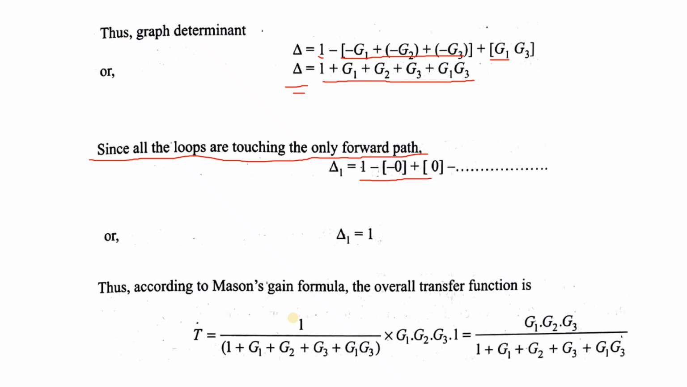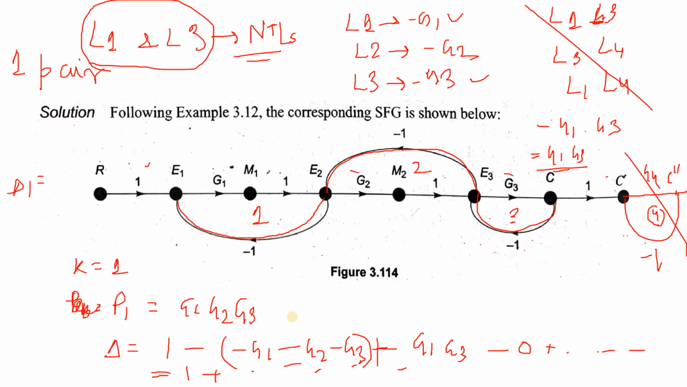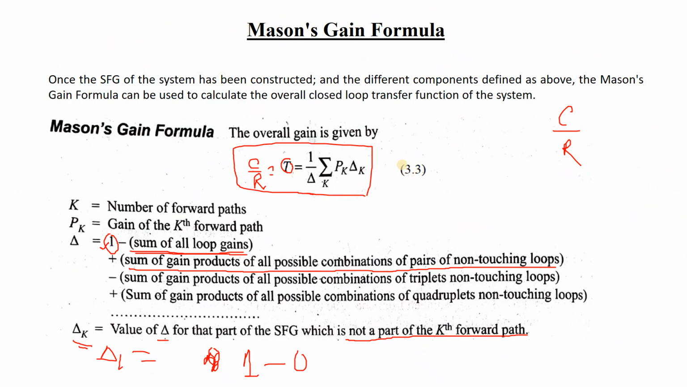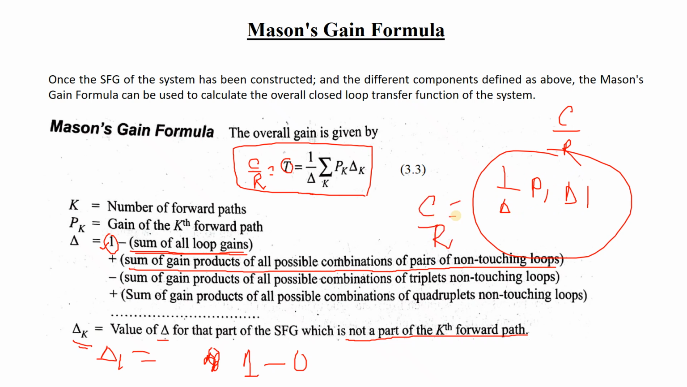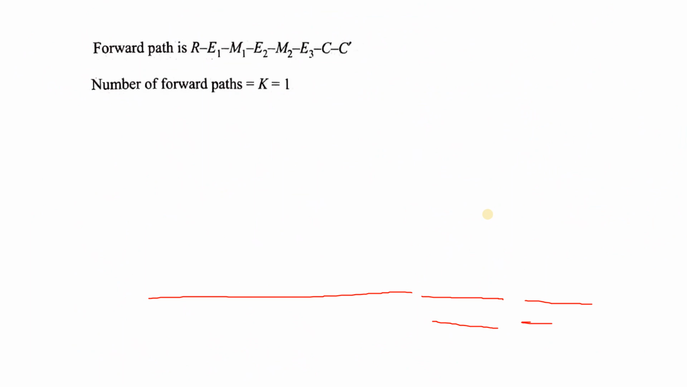So delta 1 is 1. Now the total transfer function will be as per the equation. यहाँ पर जो फॉर्मूला है, अब फॉर्मूला को हम देखेंगे. फॉर्मूला क्या है? 1 by delta, then summation of P1 delta 1. अब एक ही है, summation तो लेंगे नहीं, only P1 delta 1. This is our formula for this case. So 1 by delta P1 delta 1.